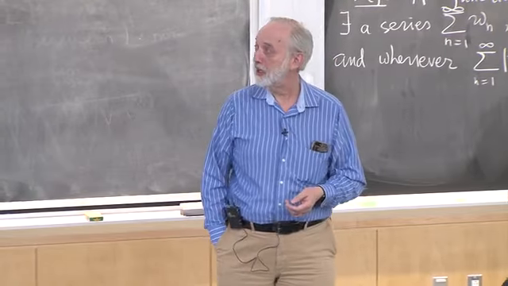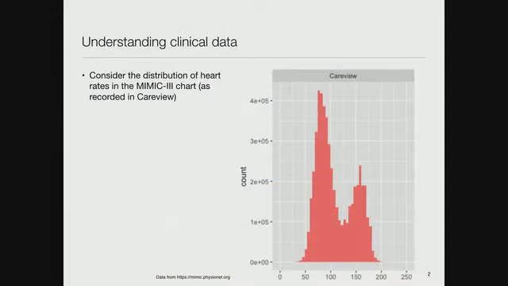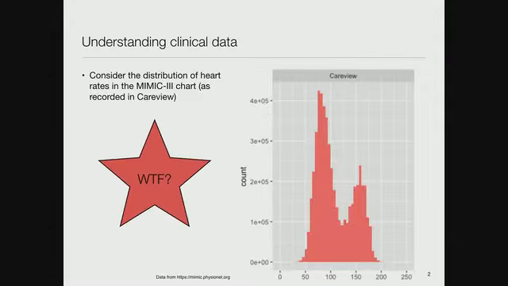CareView is the old one, Medivision is the new one, and of course they're not exactly compatible, so we'll see some examples of that. This is the old data from CareView, and you look at that and say, well, heart rates range from 40 to 200 roughly, which is okay. But then there's this funny thing. There are two peaks. So where, if ever, do you see two peaks in physiological data? Not typical.